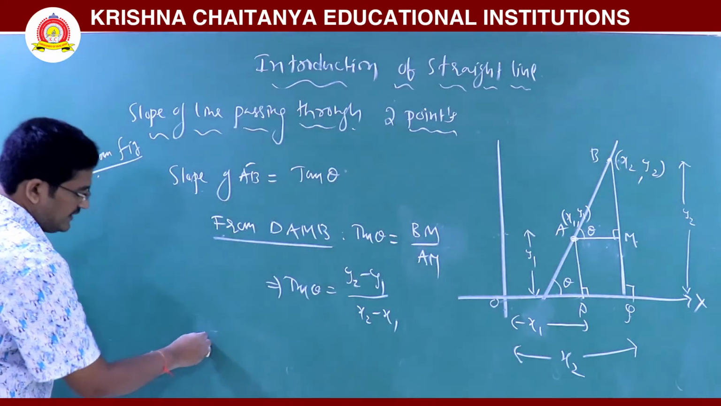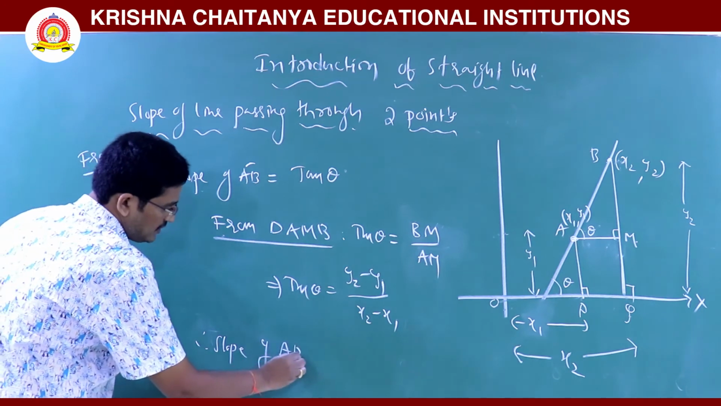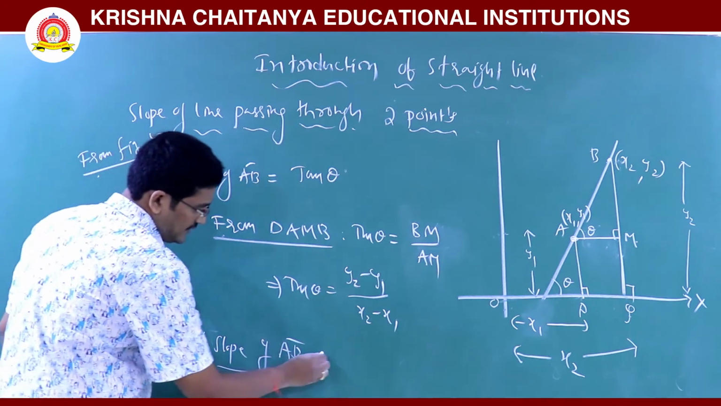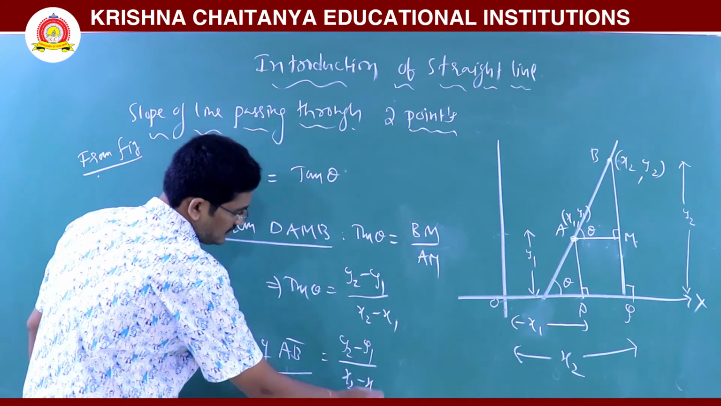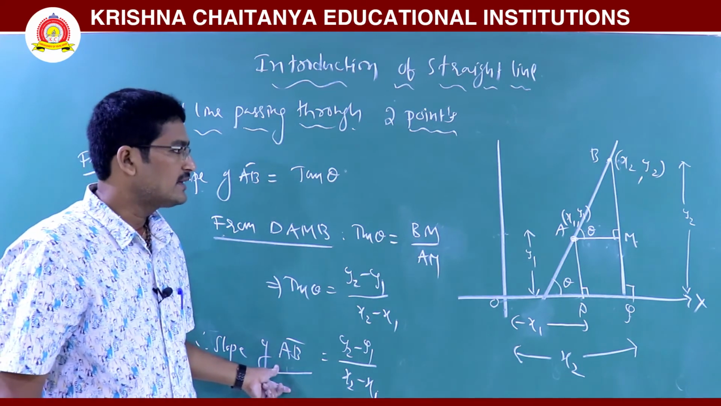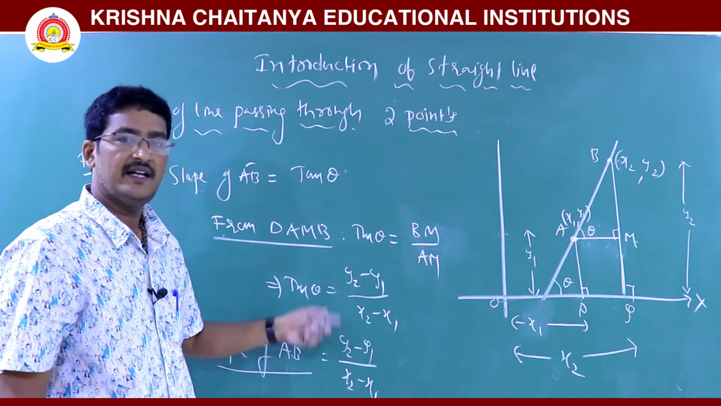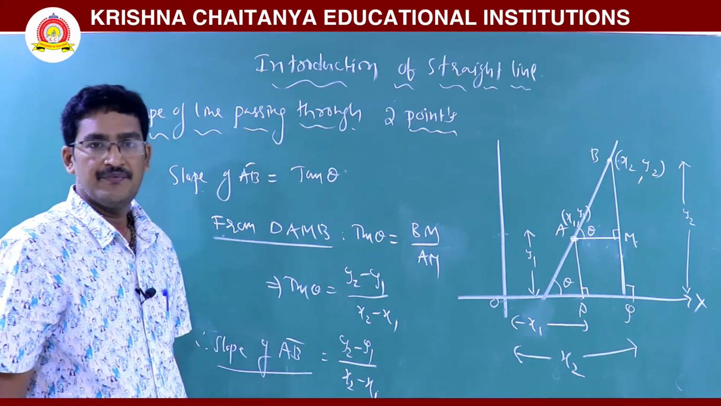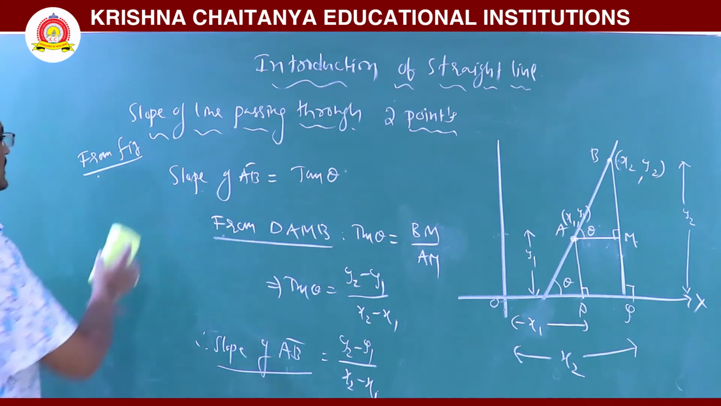Therefore, the slope of line AB bar is equal to y2 minus y1 by x2 minus x1. So by using this formula, we can calculate the slope of any line which is passing through 2 points. Okay. Next, let me solve some riders on this one.